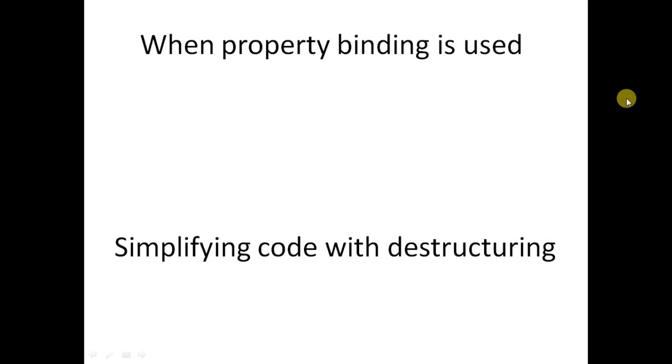Now, when is property binding used? Property binding is used in these two scenarios. A component needs to reflect the state of the model in the view. A parent component needs to update a property of its child. We use the word attributes in the context of the HTML document.